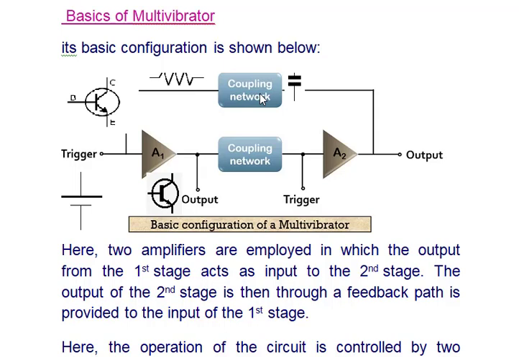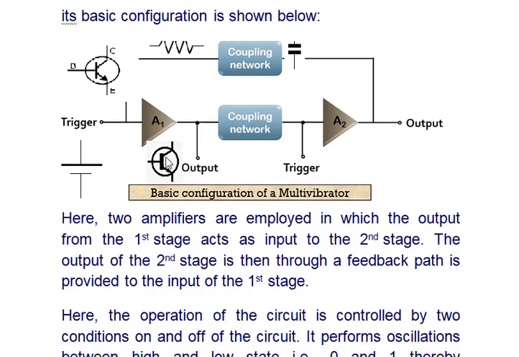What is the coupling network? The coupling network connects this amplifier, the second amplifier, and the remaining circuit. So it uses a resistor and a capacitor to connect the amplifiers. We will measure the output here, which is the output of the second amplifier. This is the output of the first amplifier.